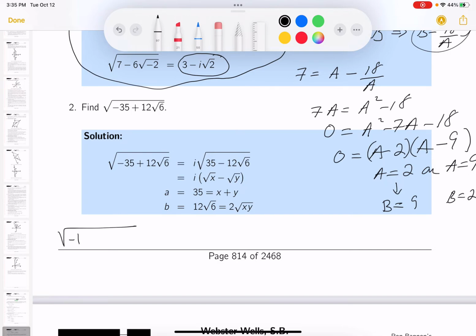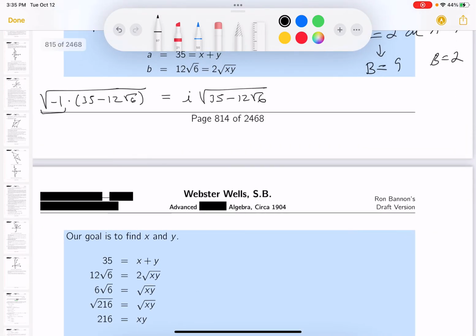So let me put this down for you. Minus 1 times 35 minus 12 root 6. It's a complex number, and I'm seeing i. Why is that? The square root of minus 1 is i. And then I see this root problem, which is 35 minus 12 root 6. This is actually easy for me to do. I'll write this down for you, concentrating on this section over here.